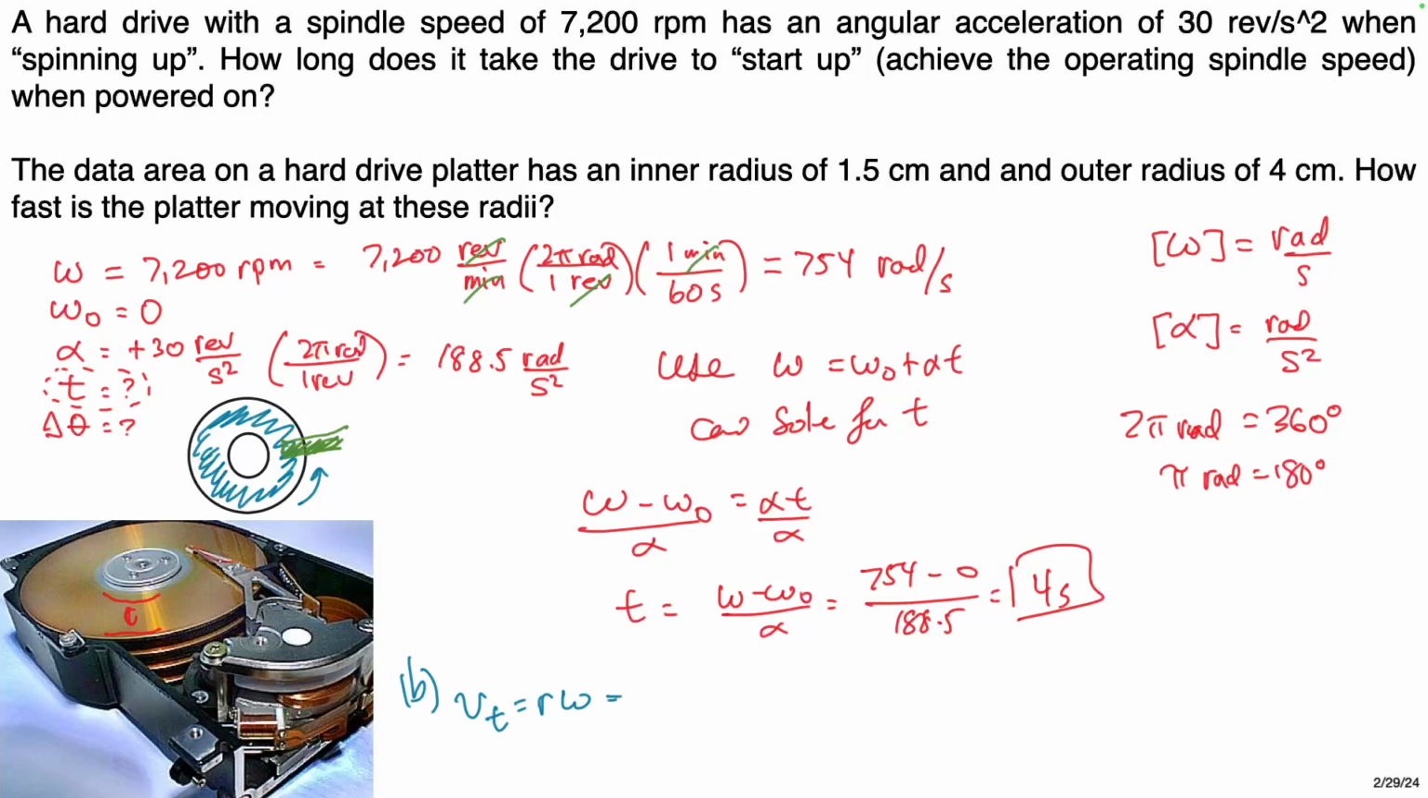Well, for the inner radius, please tell me I have this written. Yeah, there it is. Okay. What do I put in for the distance? It says 1.5 centimeters. What do I do with that number? You convert it, right, to meters. 0.015.